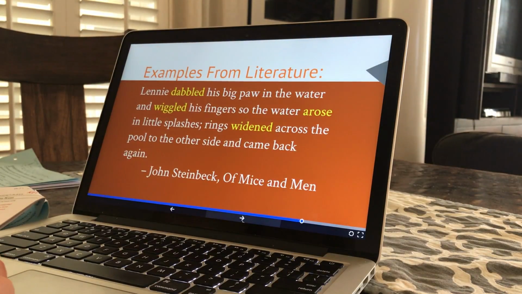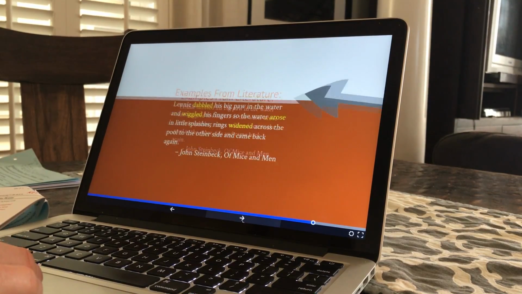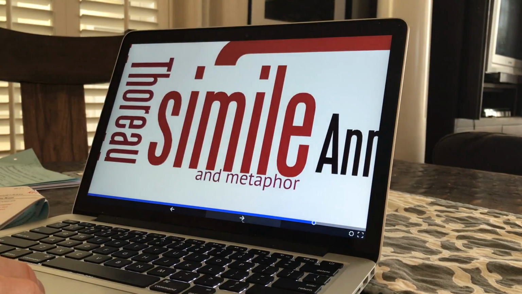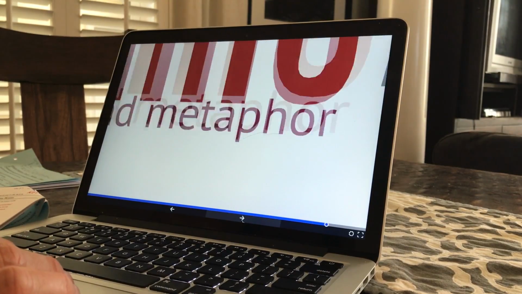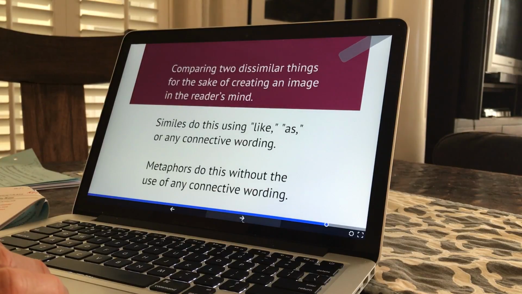Okay, examples from literature. Lenny dabbled his big paw in the water and wiggled his fingers so the water arose in little splashes. Rings widened across the pool to the other side and came back again. That's from Steinbeck's Of Mice and Men. All right, next, another easy one. We all know what they are, but they're harder to make. Similes and metaphors, or to make good ones, that is.